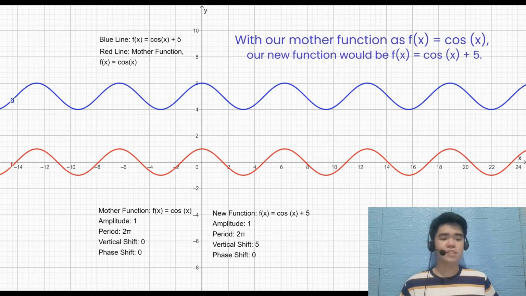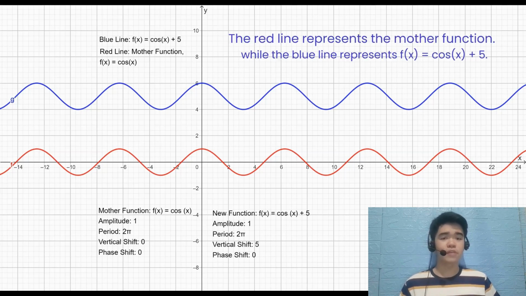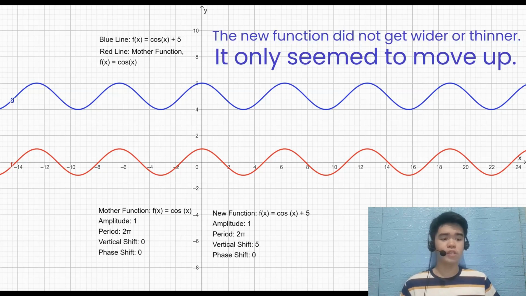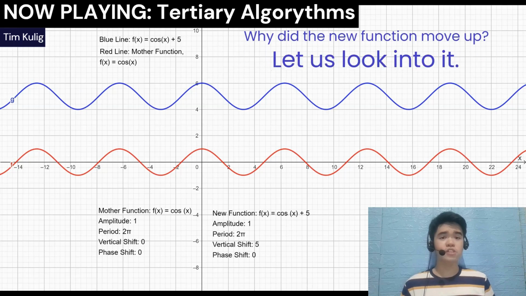The red line represents the mother function, while the blue line represents f of x equals cos x plus 5. Observing the graphs, we can see that there is not much change to the graph of the new function in comparison to the mother function. The new function did not get wider or thinner. It only seemed to move up. Why did the new function move up? Let us look into it.